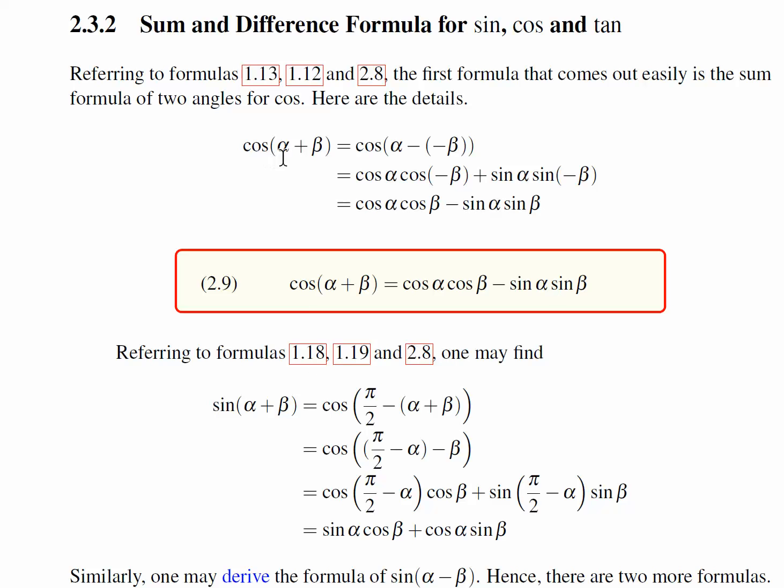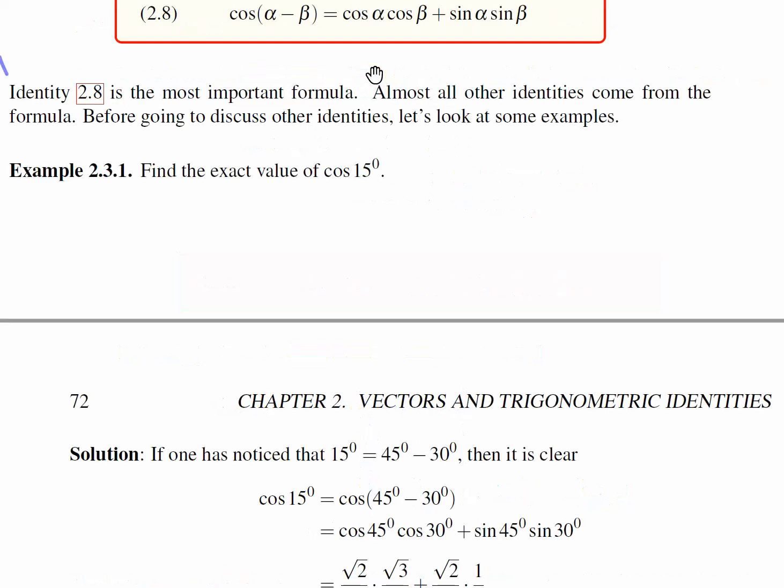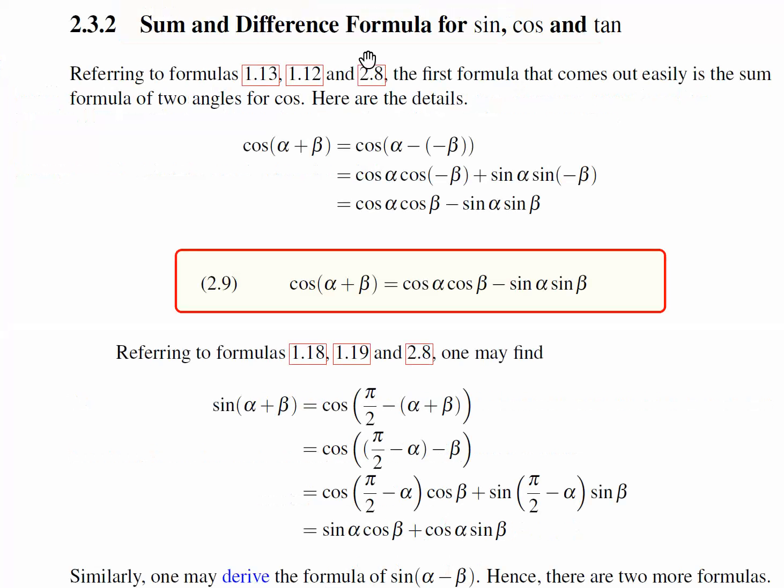We know cosine of alpha plus beta can be written as cosine of alpha minus negative beta. The reason we want to write it this way is because we only know the difference formula for cosine of alpha minus an angle. Again, go back there. See, here is minus, then we get addition. We didn't know the plus. So for the plus, we write minus negative beta, and then we apply the formula for difference.